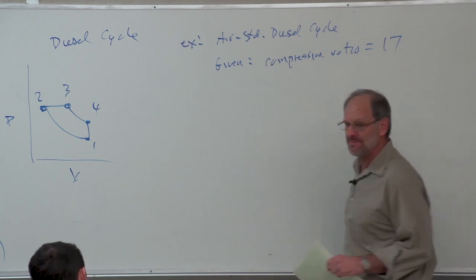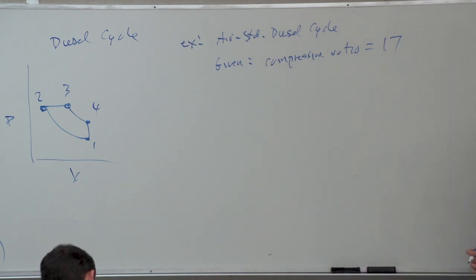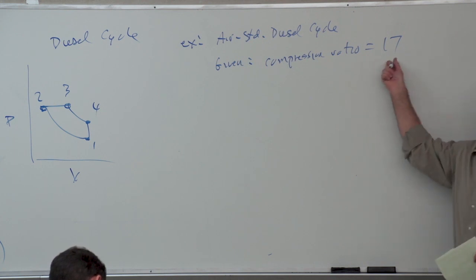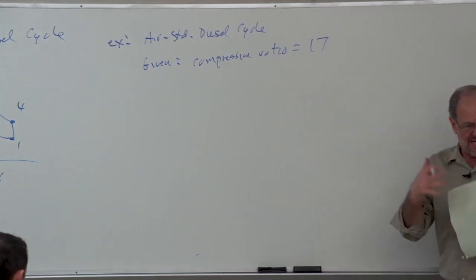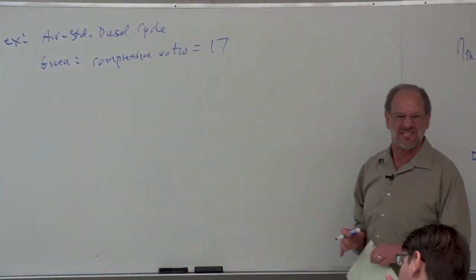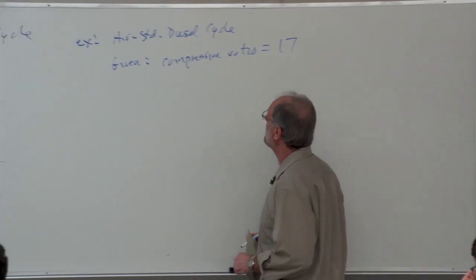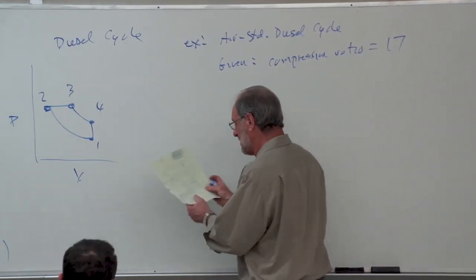of 17. By the way, diesels can have much higher compression ratios than gasoline engines. So it's not uncommon to have a number in the mid to high teens for a diesel, but for a gasoline engine, usually it's less than 10. Nonetheless, we're given the compression ratio in this particular case.